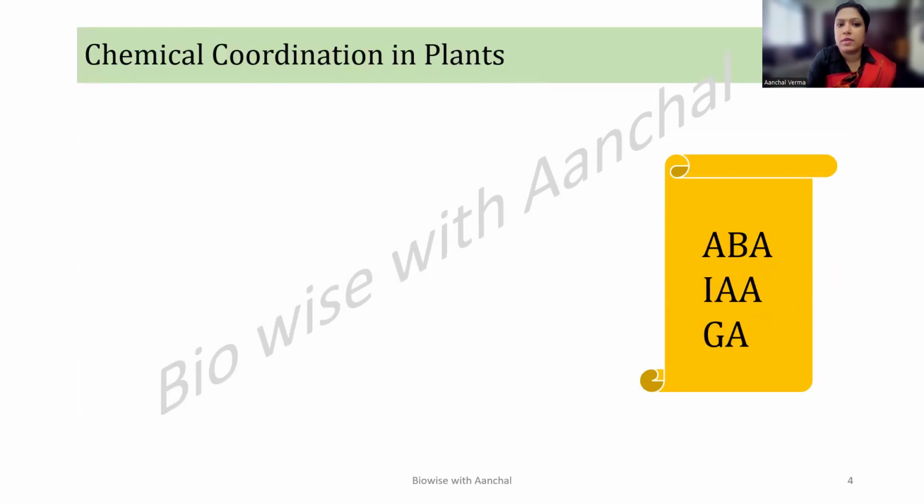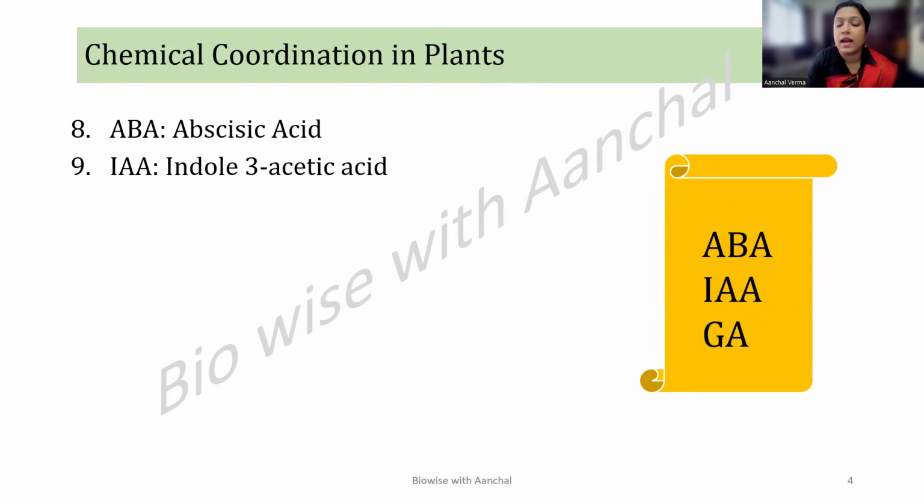Moving to the next chapter, that is chemical coordination, you have these ABA, IAA and GA. ABA is abscisic acid. IAA is indole 3 acetic acid. Do not forget to write 3, otherwise no marks. Then GA is gibberellic acid. Okay, gibberellic acid. I hope you have written this.